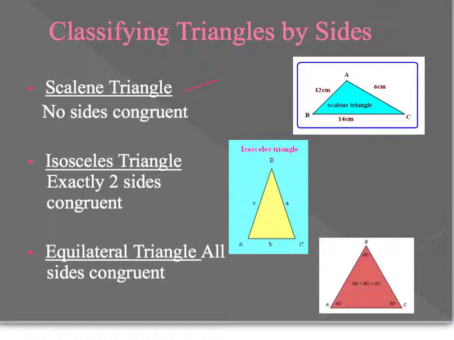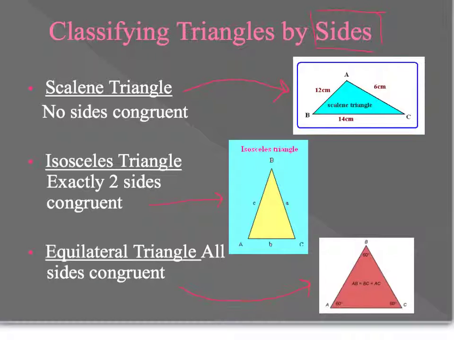So scalene triangle, here's our example for scalene. None of the sides are congruent. With isosceles, two of the sides are congruent, and with equilateral, they're all congruent. One of the things I want you to focus on here is that it says no sides, two sides, all sides. Those are really our only possibilities. So we're all set with those. If it asks to classify by sides, these are your choices.